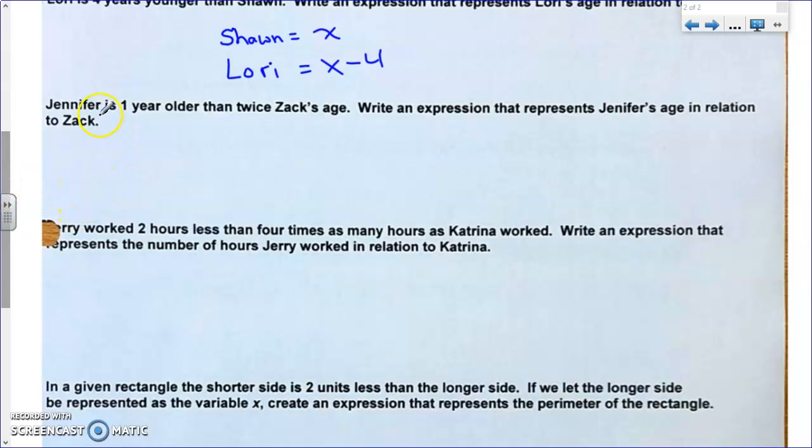All right, Jennifer is 1 year older than twice Zach's age. Write an expression that represents Jennifer's age in relation to Zach. So again, I need to say Zach equals x, and then Jennifer, what will they equal in relation to Zach? So Jennifer is 1 year older, so that's going to be plus 1, than twice Zach's age. So twice Zach's age. So 2x plus 1.